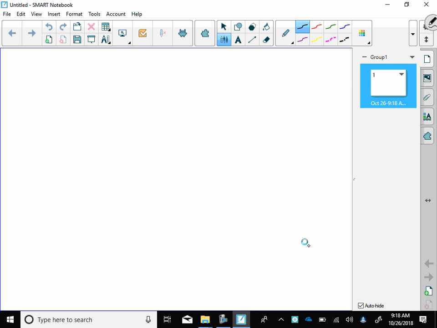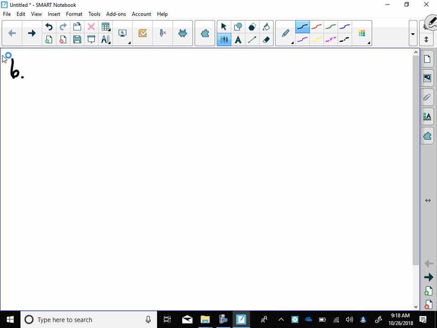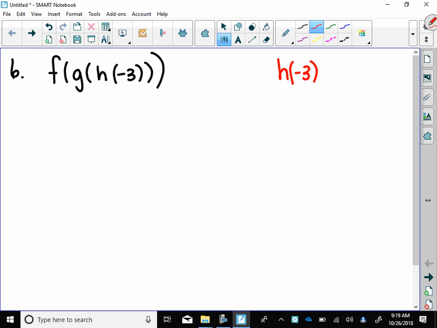All right, so looking at the homework from last night, number 6 asks you to find f of g of h of -3. Okay, so there's a lot going on there. But remember, with composition functions, we work from the inside out. So let's start by finding h of -3.